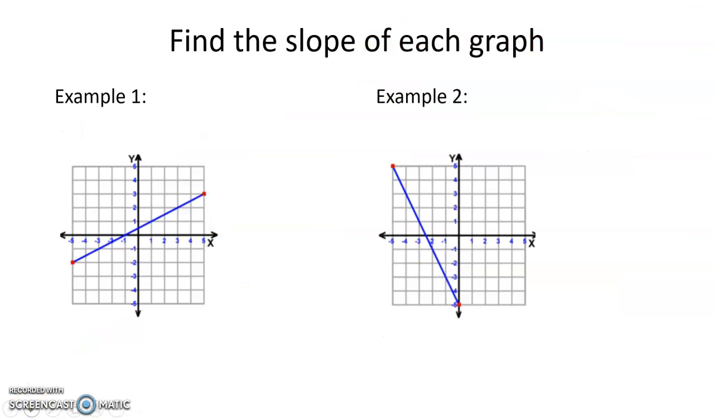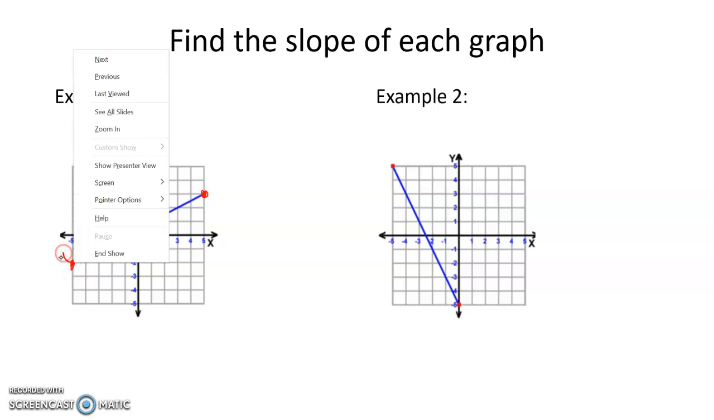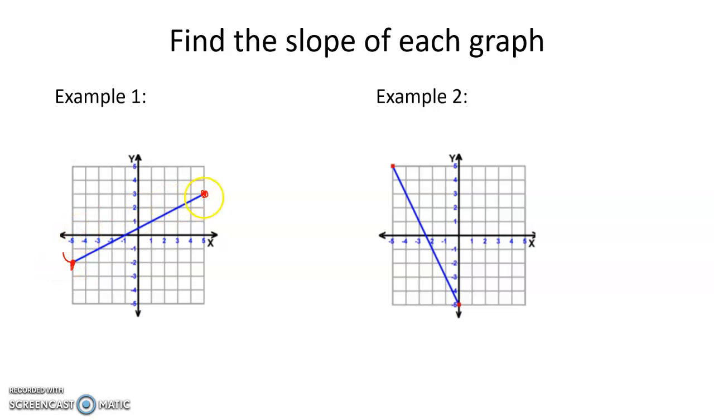So we want to find the slope of each of these graphs. What I'm going to do is pick out 2 points, and just for simplicity's sake, I'll pick these points right here, the points that they give us. Essentially I'm going to count the number of spaces I have to go up to meet this point. So I count up 1, 2, 3, 4, 5 spaces.